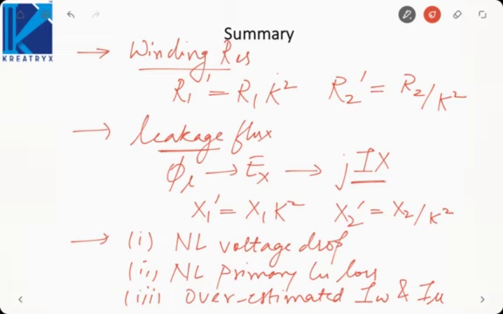In the next lecture what we will see is how to find these parameters now. Now that I have the equivalent circuit, how do I find the values of this R0, X0 and R01, X01? That we will see in the next lecture.